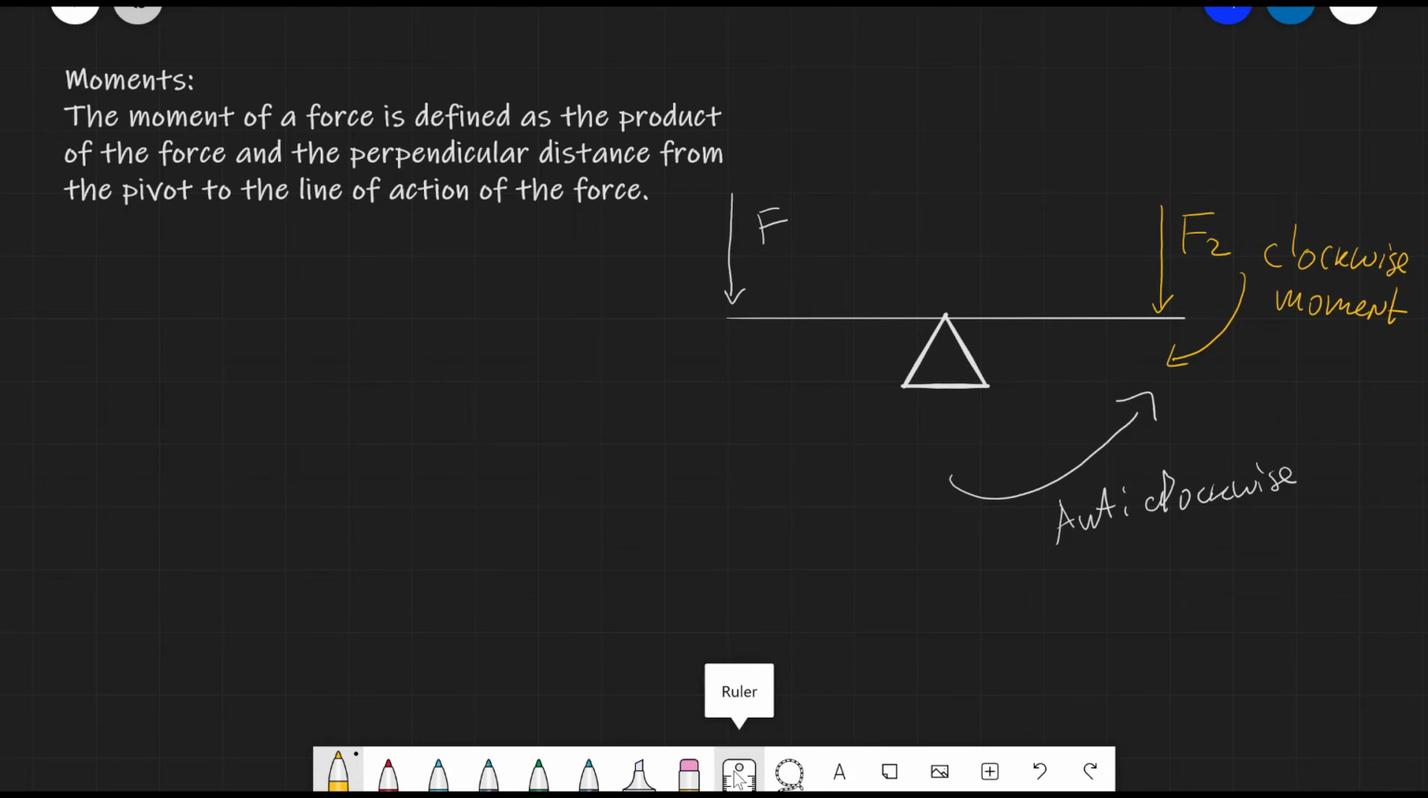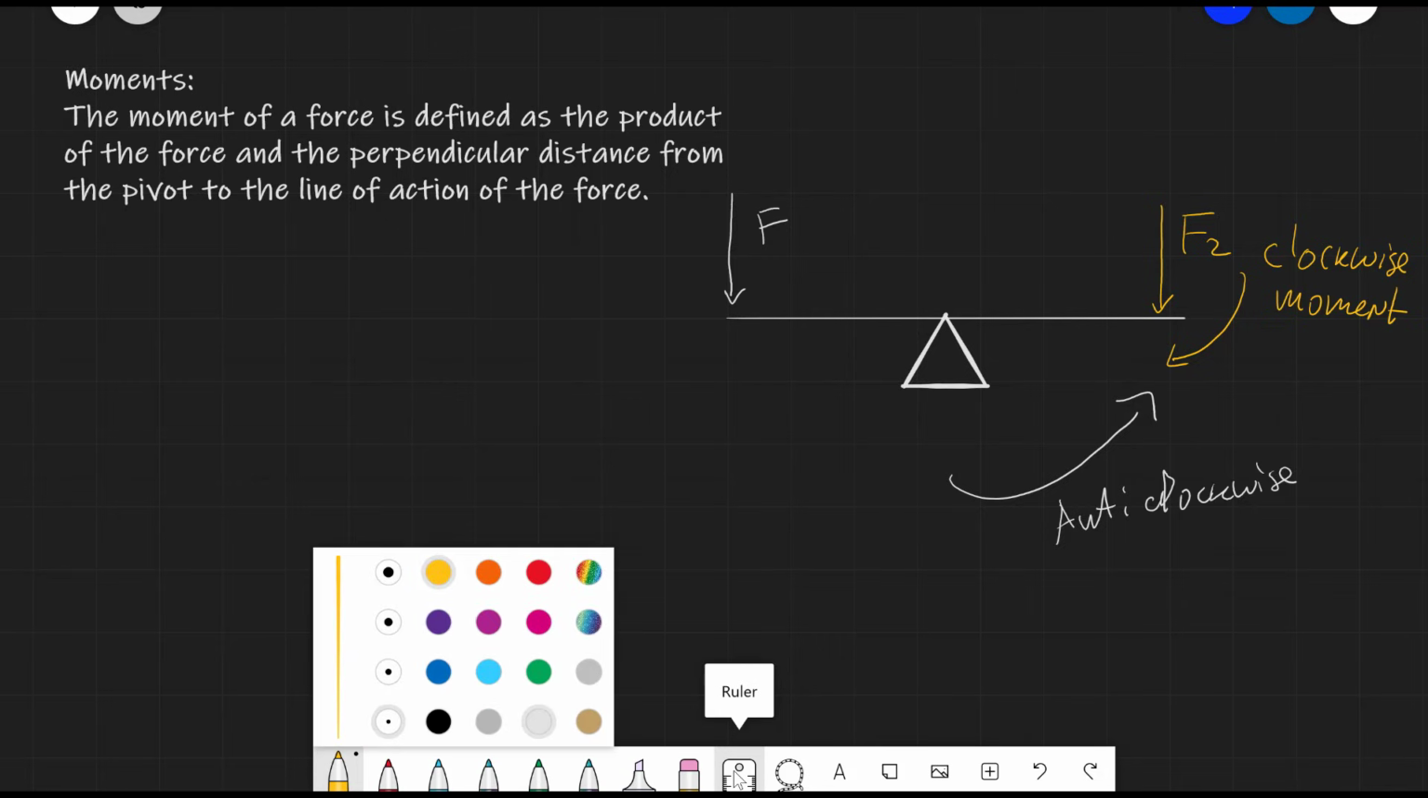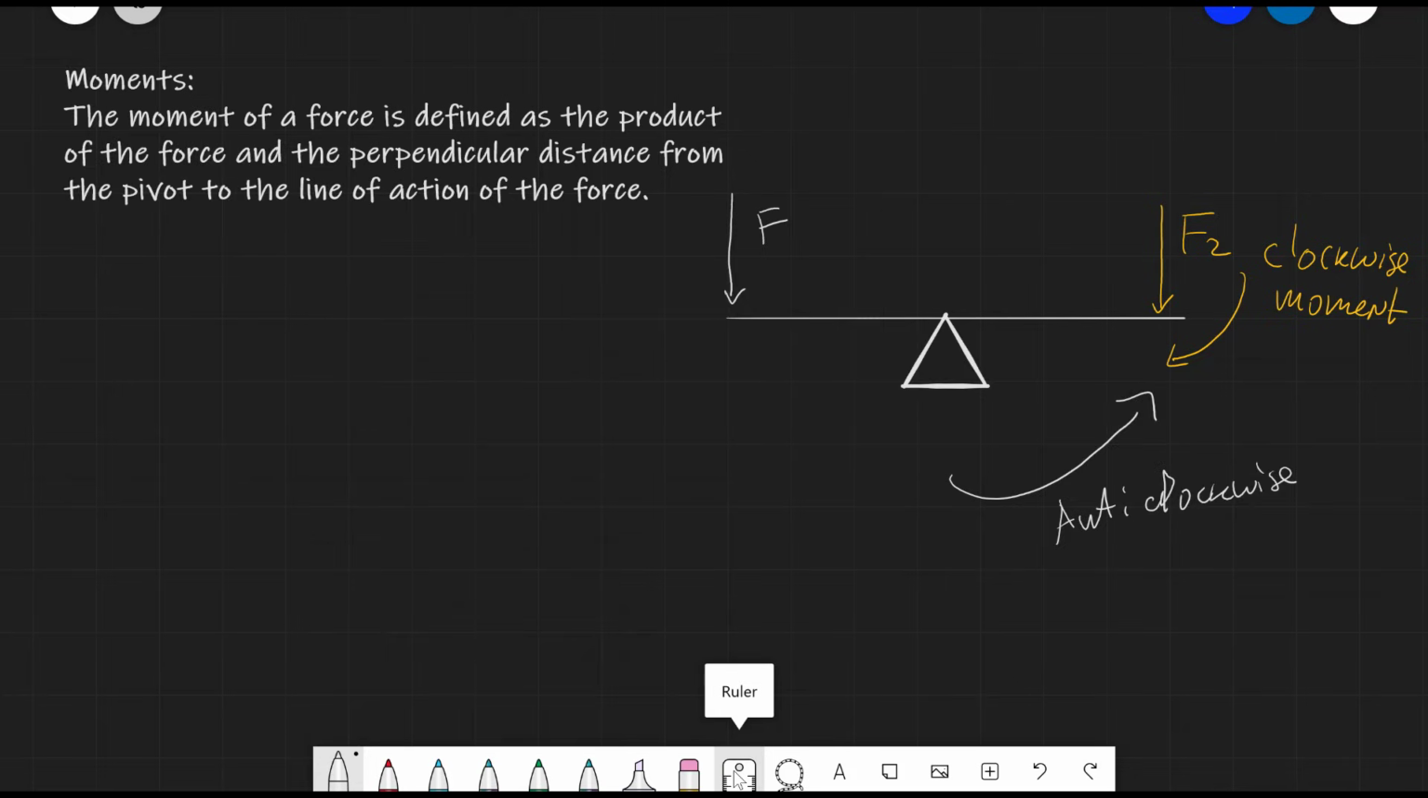Now, what exactly though is a moment? Let's have a look at our definition. It is defined as the product of the force. So far so good. So we can say that a moment, I'm going to call that M, is equal to the magnitude of the force times the perpendicular distance from the pivot, which in this case is just here, to the line of action of the force.